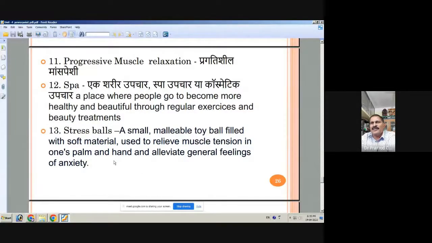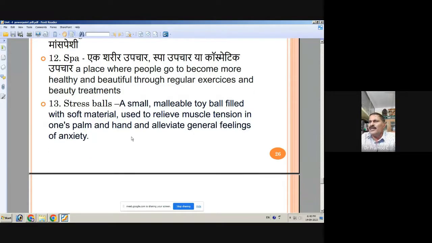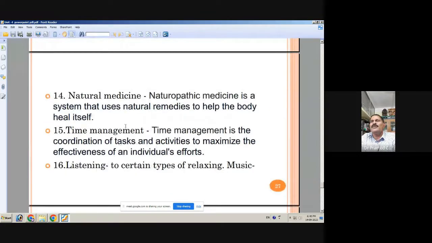Stress balls are there. Sometimes you will find a toy ball filled with soft materials. If you sit and move it one way and the other, just round and round, you can relieve muscle tension, and automatically your palm, your hand, your legs will be in a very relieved position. You will get pleasure out of it, and your anxiety will be over.